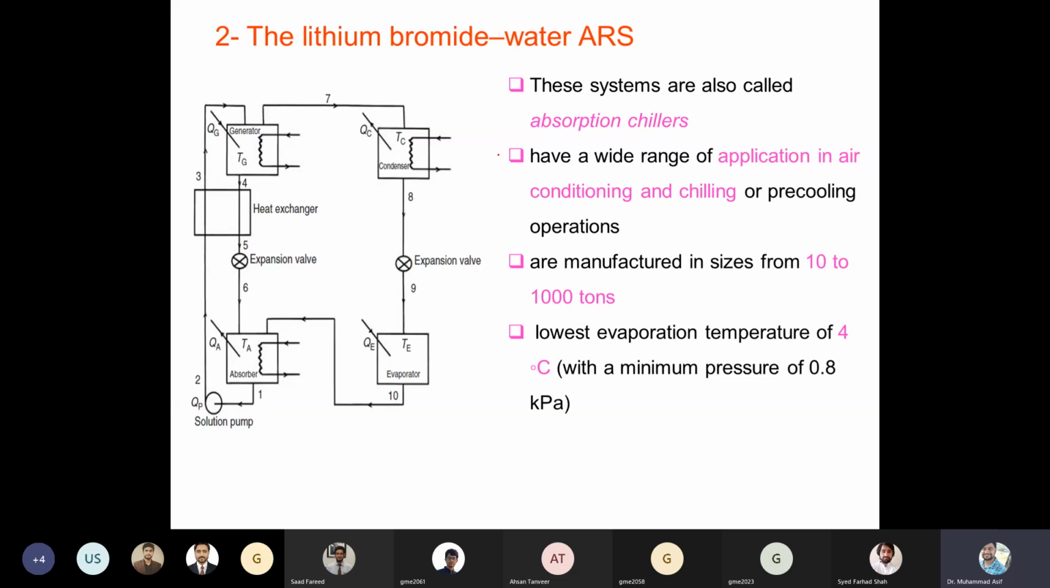As I indicated, in the lithium bromide water absorption refrigeration system, lithium bromide is the absorbent and water is the refrigerant. So when we are using water as a refrigerant, these systems are also called absorption chillers, right? When you are using water as a refrigerant, you cannot produce cooling below 0°C because water will freeze, so it cannot move in the system. So this type of system can only be used for air conditioning and chilling processes. I mean, first you can produce the chilled water, and then from chilled water you can produce air conditioning.